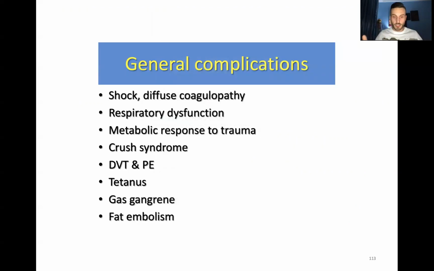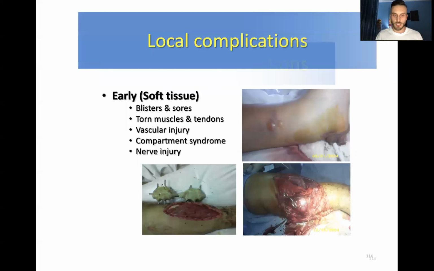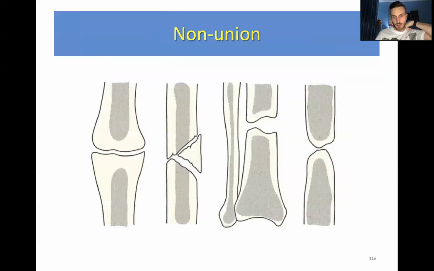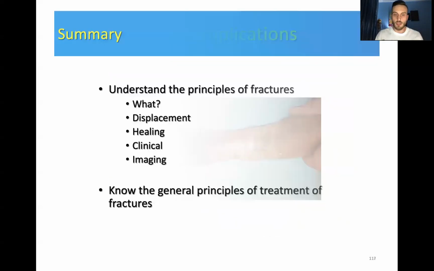For the general complications, you can have shock, respiratory dysfunction, metabolic response syndrome, crush syndrome, DVTs, tetanus, gangrene, and fat embolism. Locally, you can have blisters, muscle and vascular injury, compartment syndrome, bone infection, malunion, non-union, or delayed union, joint hemarthrosis, infections, RSD, reflex sympathetic dystrophy. And this is a picture of non-union, a local complication.